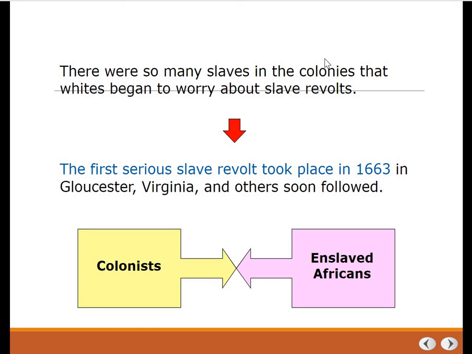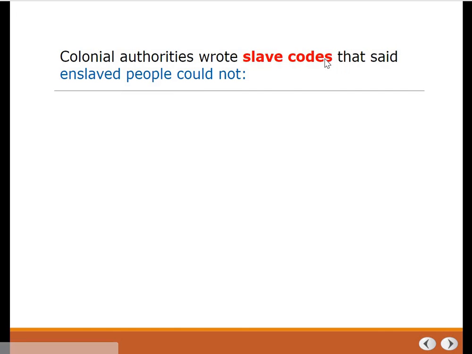The first serious slave revolt took place in 1663, and this kicks off an understanding that we could fight back, and we'll actually look throughout history, the history of slave revolts, and you'll do some research on it next week.